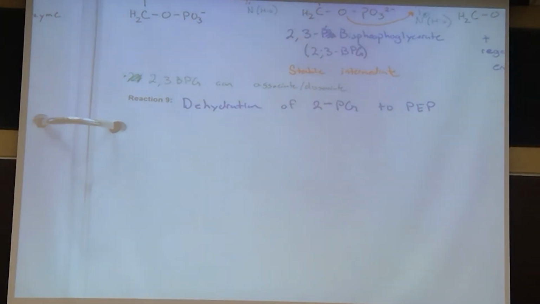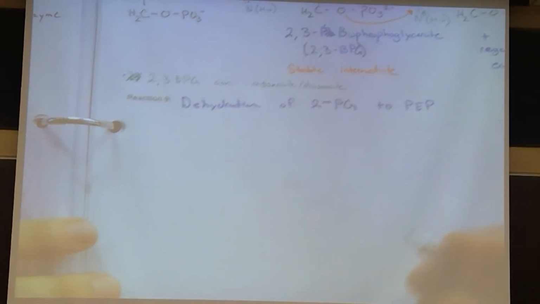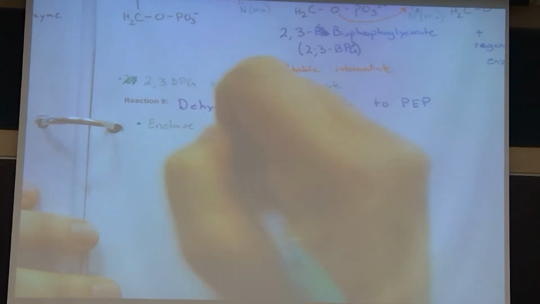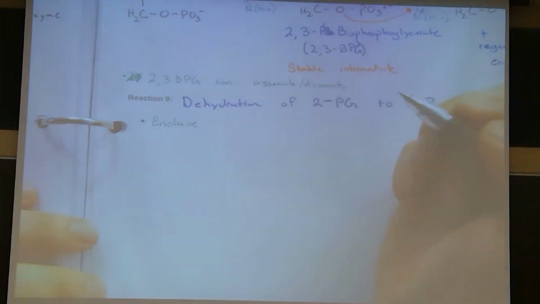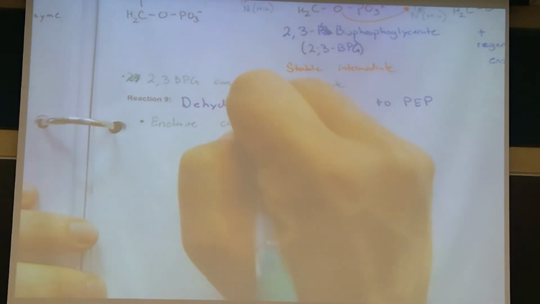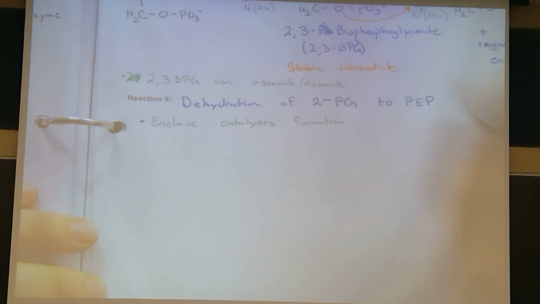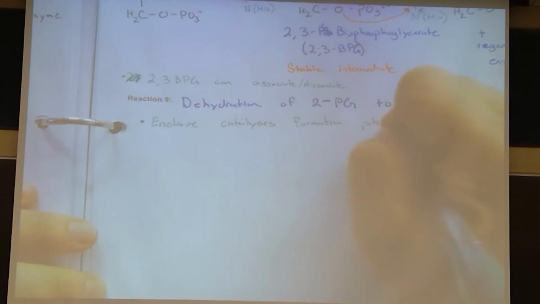phosphoenol pyruvate. At this point, even if you have not read through all the steps, you should have seen phosphoenol pyruvate have a big negative delta G naught, right? Bigger than ATP. This reaction is catalyzed by enolase. Enolase catalyzes the formation of phosphoenol pyruvate.